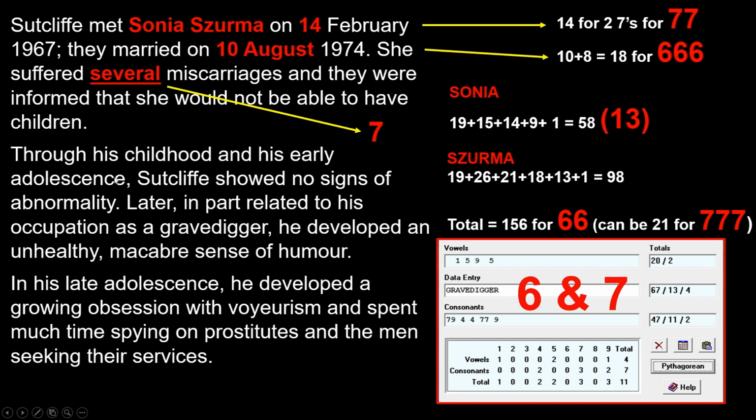And then it goes on about his childhood and early adolescence. He showed signs of abnormality. Obviously, that was well documented somewhere. And of course, this is a well documented violent event, so I'm not going to call it fake. So later, in part related to his occupation as a gravedigger, he developed an unhealthy, macabre sense of humour. And in his late adolescence, he developed a growing obsession with voyeurism and spent much time spying on prostitutes.